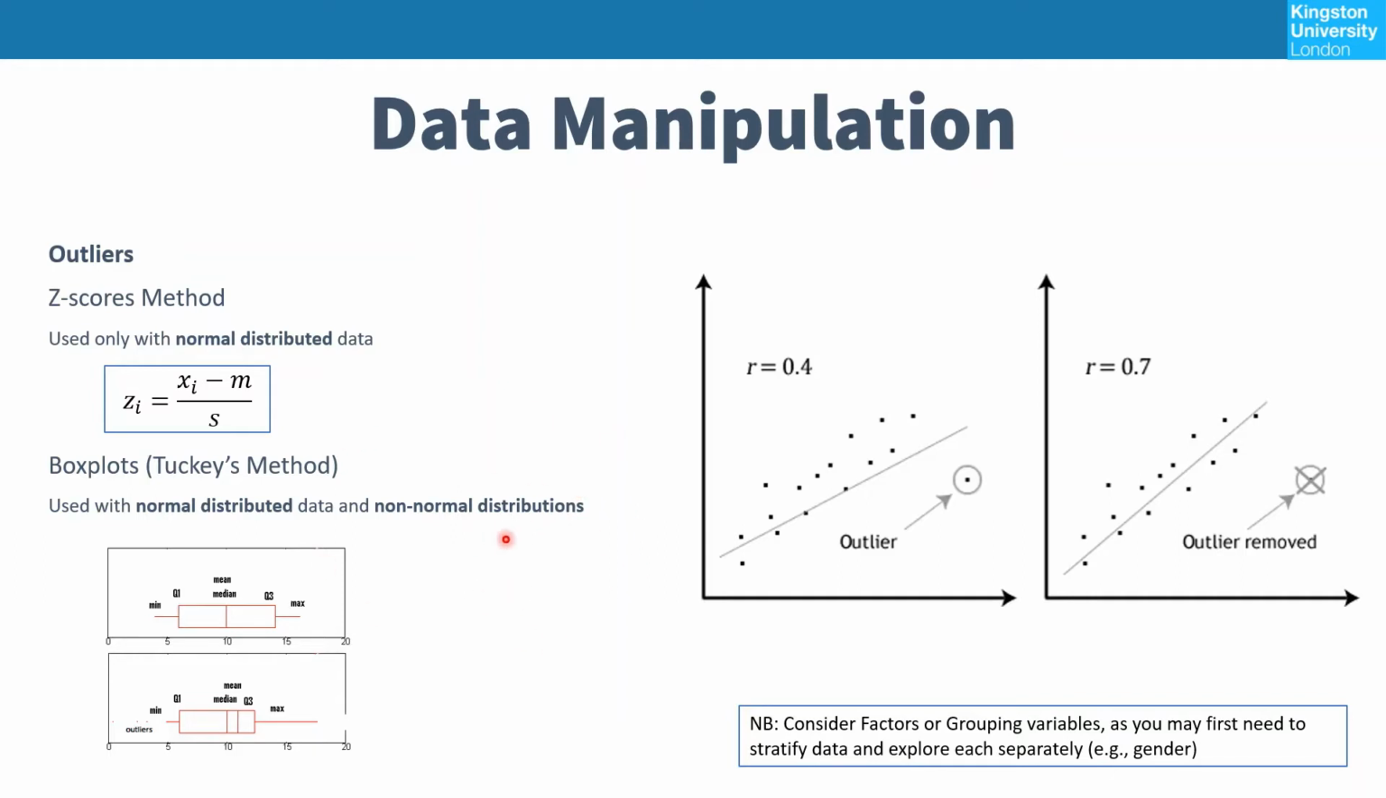So if you're really unsure on what to do, it's best to first look at box plots and see kind of what they identify. And then if your data is continuous, you can use Z-scores to see exactly how many values you should take out or keep in.